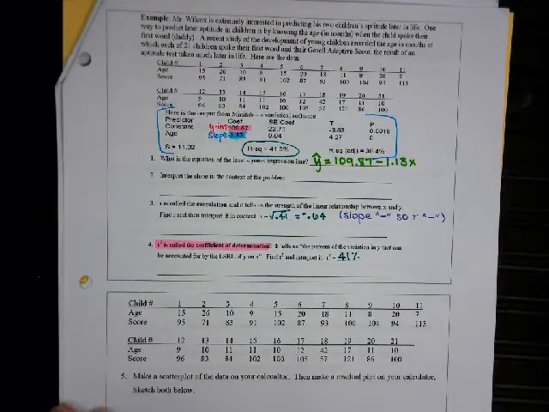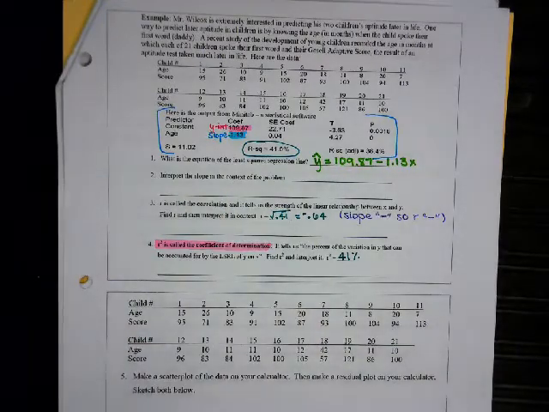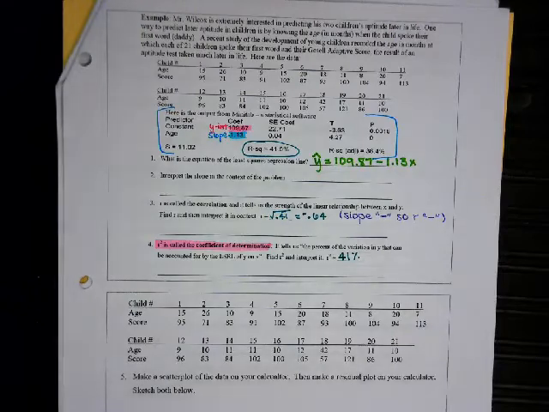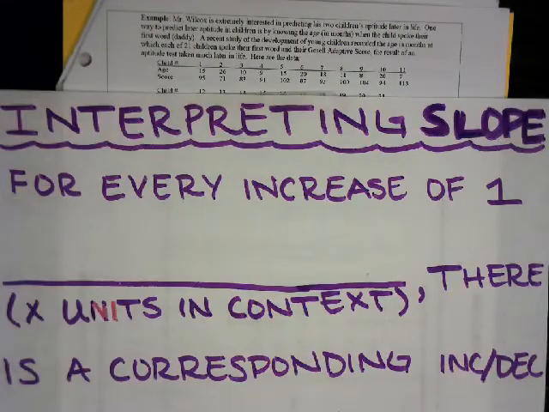Calvin, why didn't you put anything for 2, interpret the slope? Because I put the sentence frame up, remember? And you guys took the picture. I put this up, and I verbally did it. I just didn't write it.